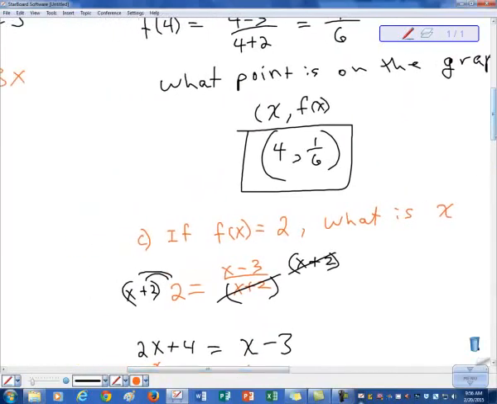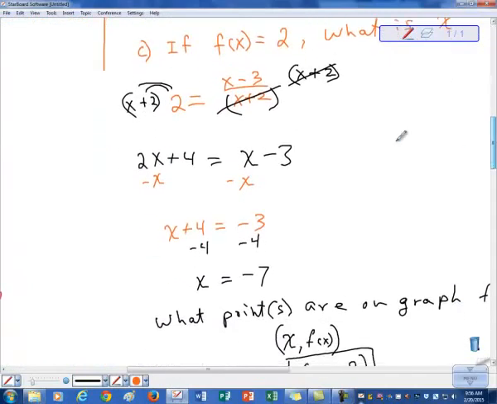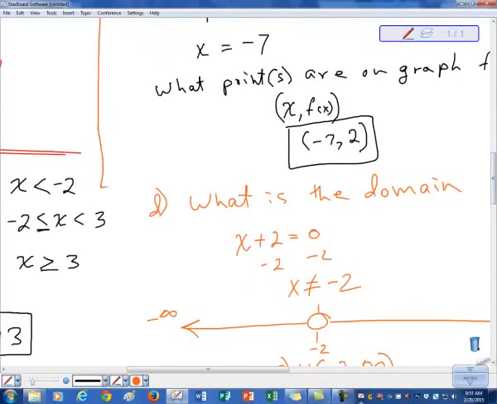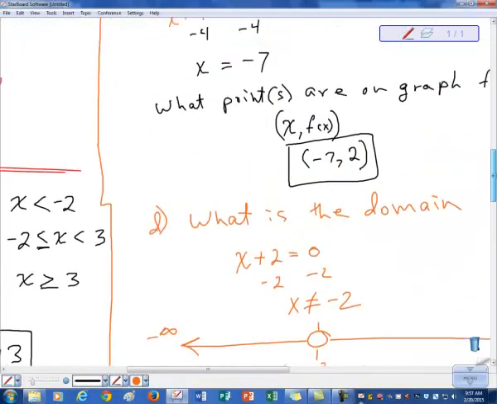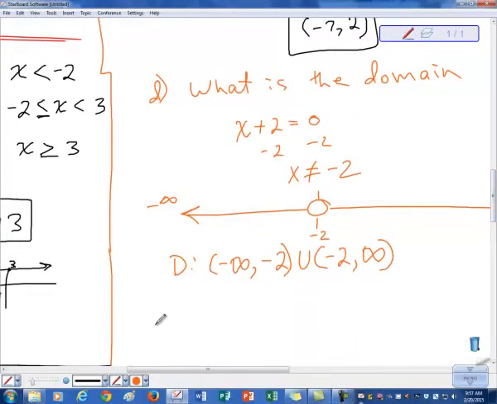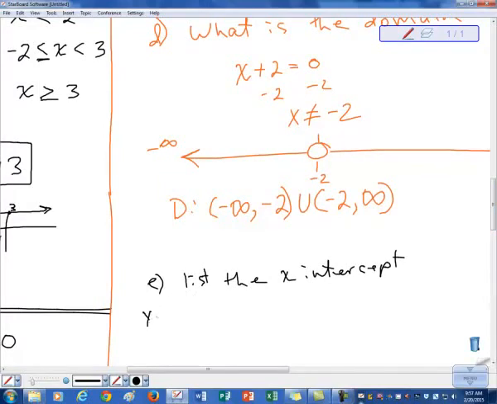Let me draw a line here to separate these parts. We also want to do part E, list the x-intercept. And this part you've got to show algebraically how this is done. So to find the x-intercept, we set y equals 0, solve for x. To find the y-intercept, set x equals 0, solve for y.